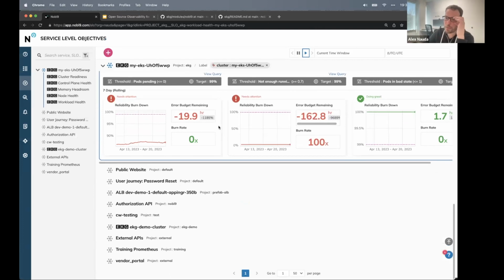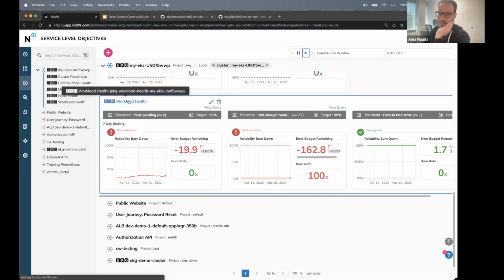And then that brings me to workload health. Workload health has 3 metrics in it.